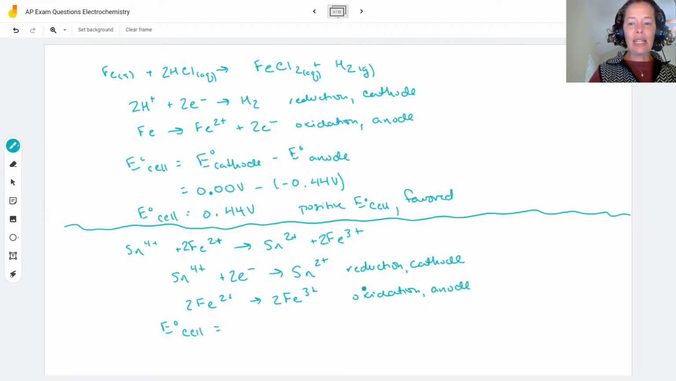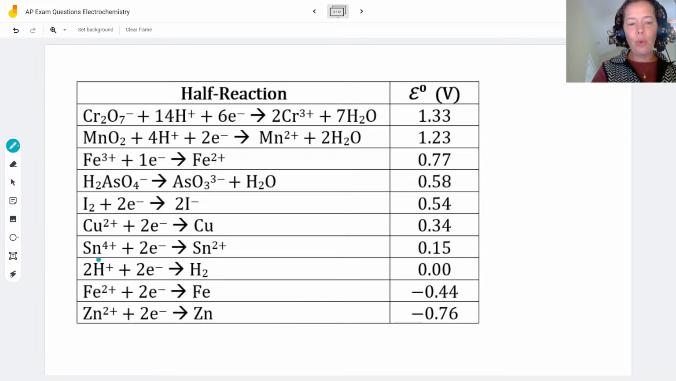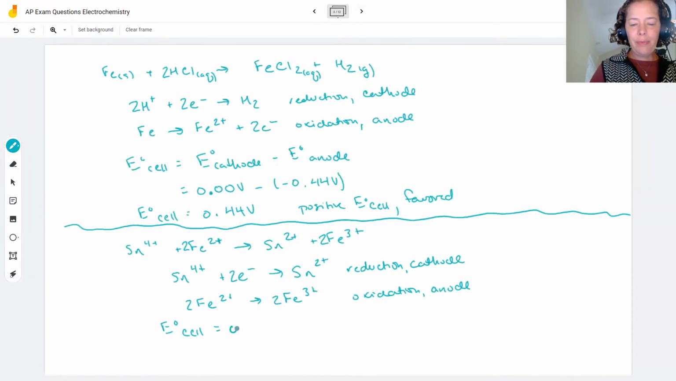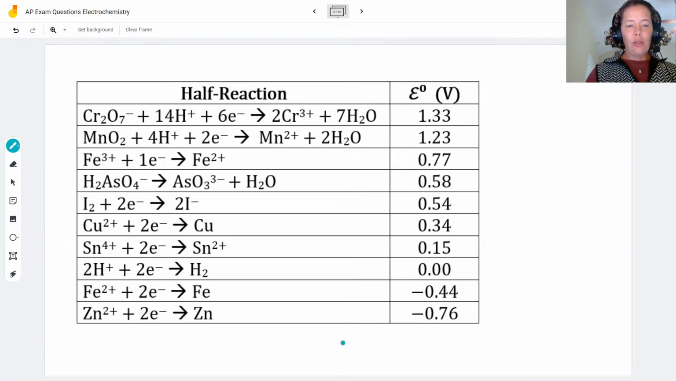So what I first need is reduction potentials for my reduction, going from Sn4+ to Sn2+. Okay, here we go, 0.15 volts. And then I need, again, this is going to be backwards, so I want my reduction potential from iron 3 to iron 2. Here we go, iron 3 to iron 2, 0.77.